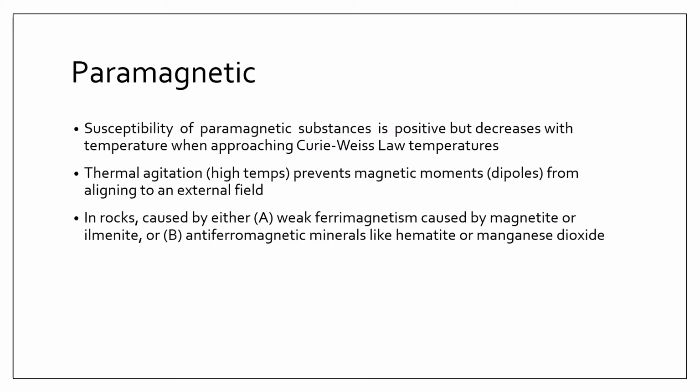Now let's talk about paramagnetic substances. These materials have a positive susceptibility, meaning when they are exposed to a magnetic field, they actually increase the external magnetic field. The important feature of paramagnetic minerals or rocks is that when you heat them up, their magnetic susceptibility actually goes down.